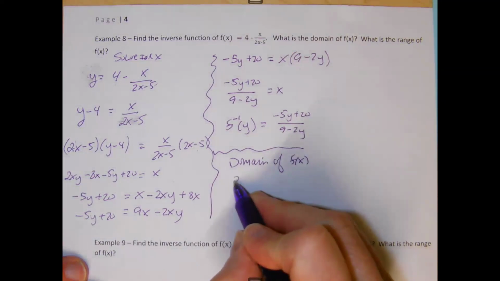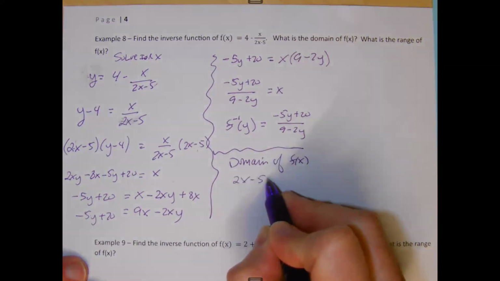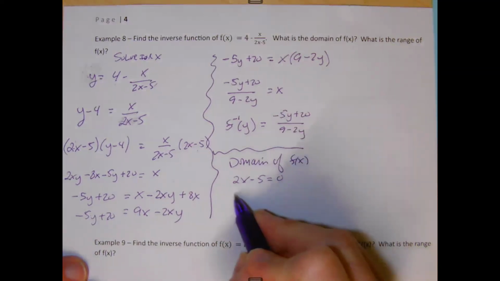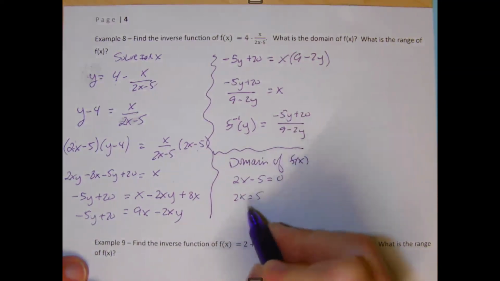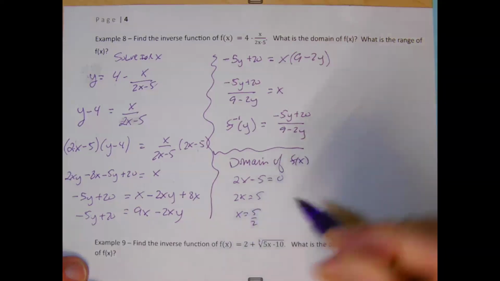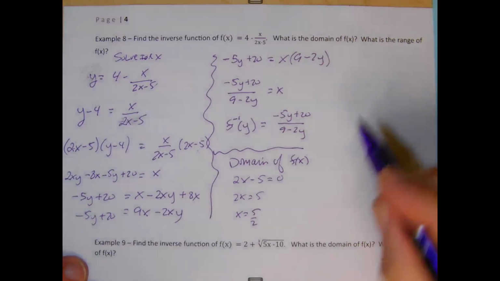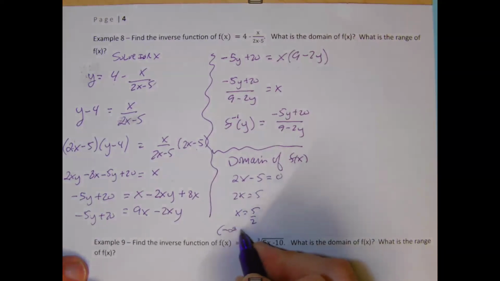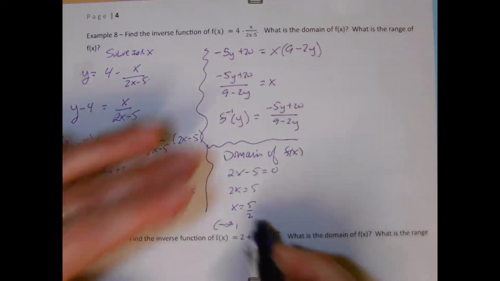So again, all we need to do is figure out what causes that denominator to become 0. Add 5 to both sides, divide by 2, and bingo. I have 5 halves, so again, the domain just cannot include 5 halves. So the domain of f of x, pretty straightforward. It's everything else except the problem.